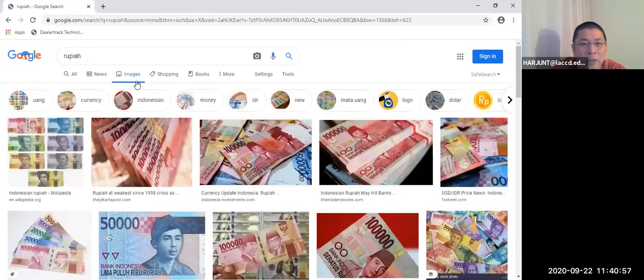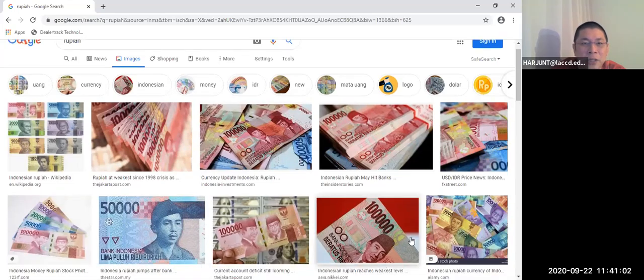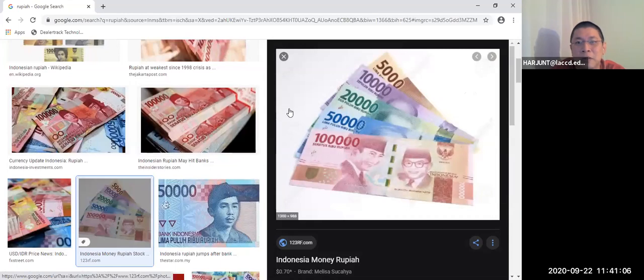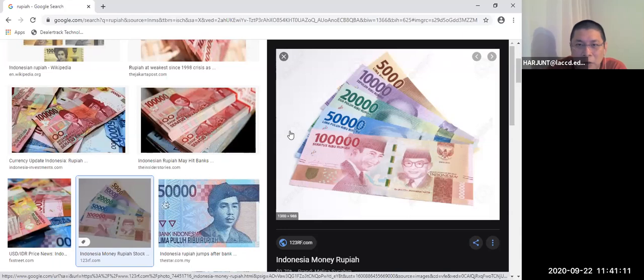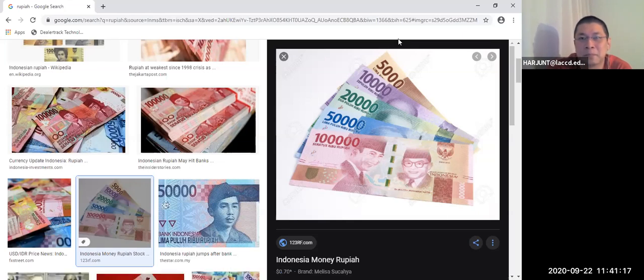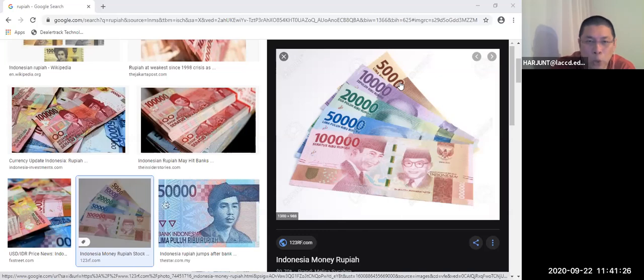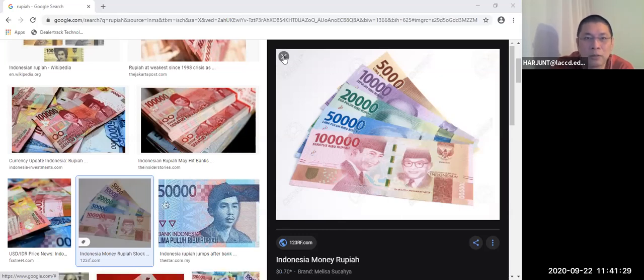I did tell you that I'm Indonesian, right? This is Indonesian money. Can you see this? The largest denomination of Indonesian money is 100,000 rupiah. And then the smallest one, paper note, is 1,000 rupiah.